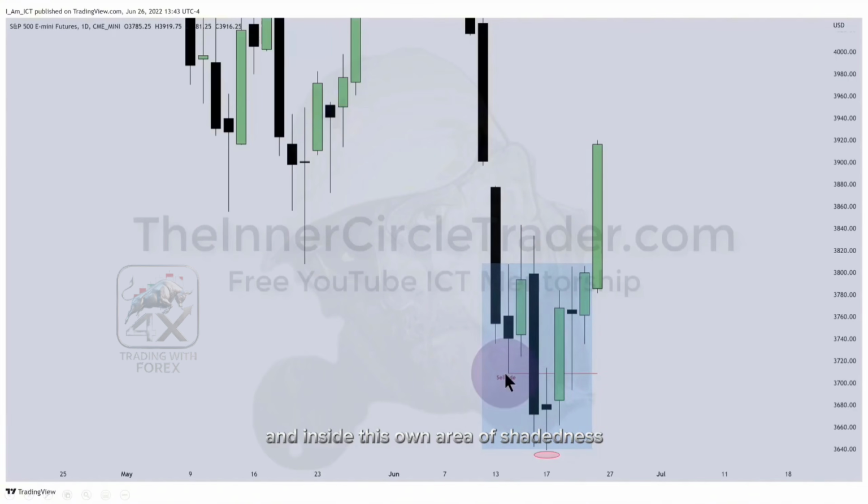And inside this own area of shadedness, I've taken your attention to this short-term low here. So we have a short-term low here, and then it gets taken out, and then we have this low here, and it starts to rally up. Look close. Do you see that this is a swing low? Again, these are daily candles. They're not lower intraday charts.